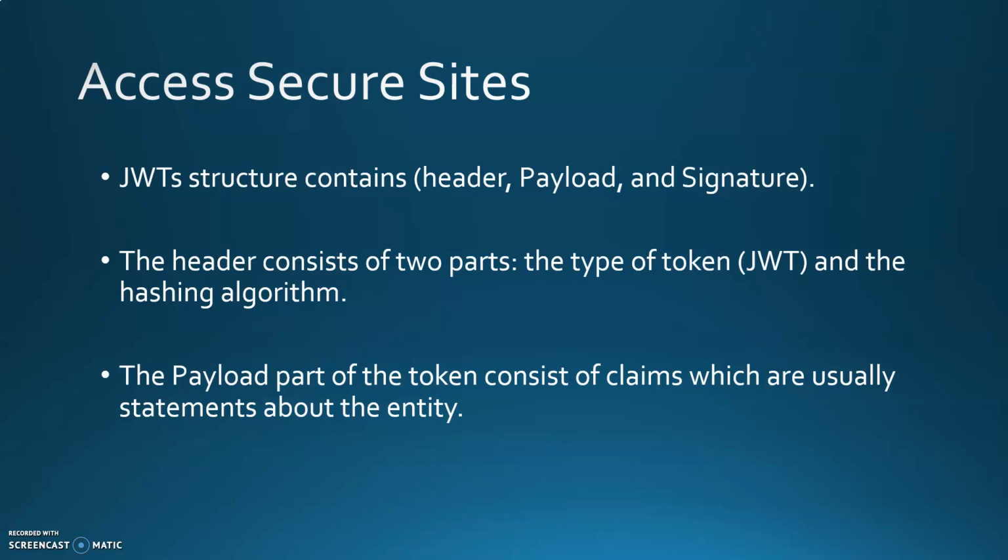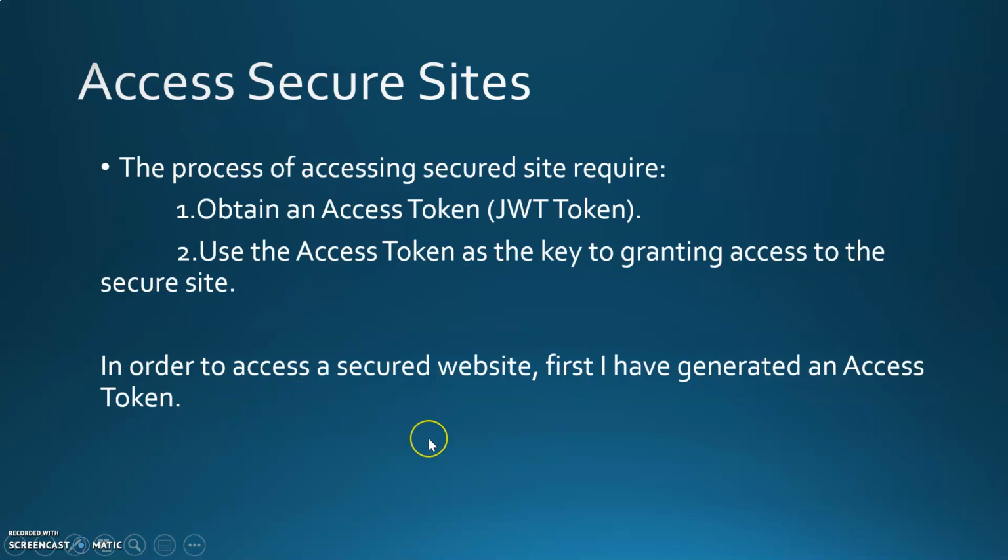Typically, the header consists of 2 parts, which are the token type, JSON Web Token, and the hashing algorithm that's being used. In the authentication, when the user successfully logs in using their credentials, a JSON Web Token will be returned. The payload part of the token consists of claims, which are usually statements about the entity. The process of accessing a secure website requires obtaining an access token, and then using the access token as the key to grant access to the secure website, as I will show you now.